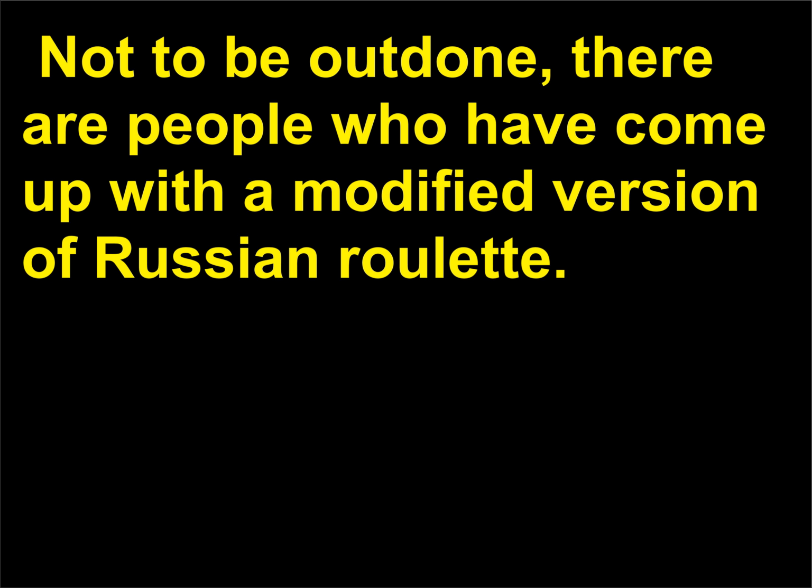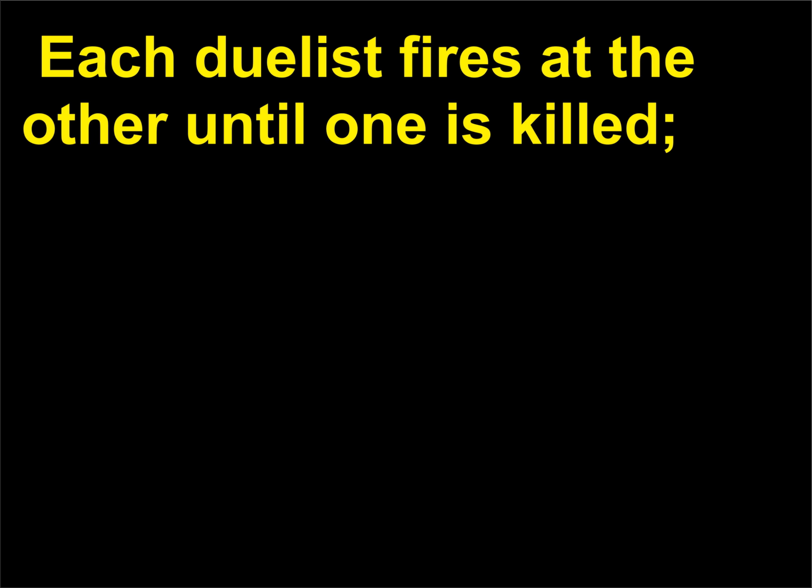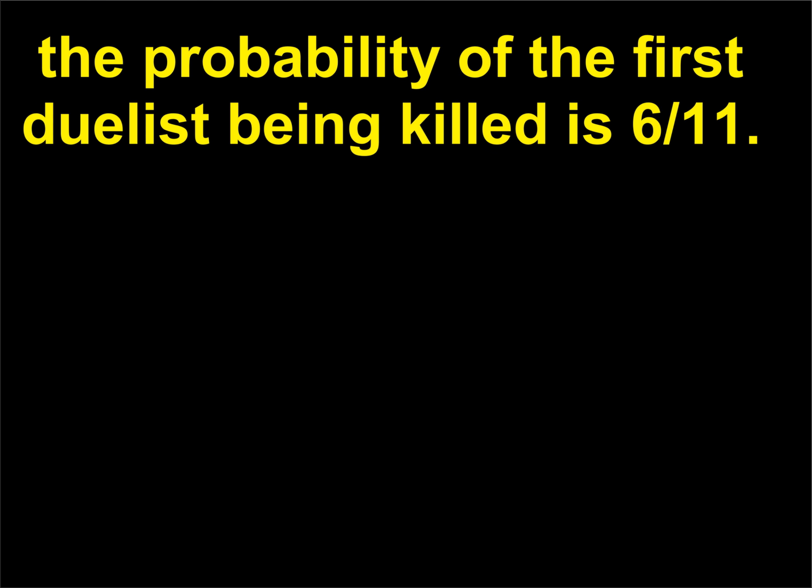Not to be outdone, there are people who have come up with a modified version of Russian roulette. In this case, the gun is loaded with a single bullet and two duelists alternately spin the chamber. Each duelist fires at the other until one is killed. The probability of the first duelist being killed is 6/11.